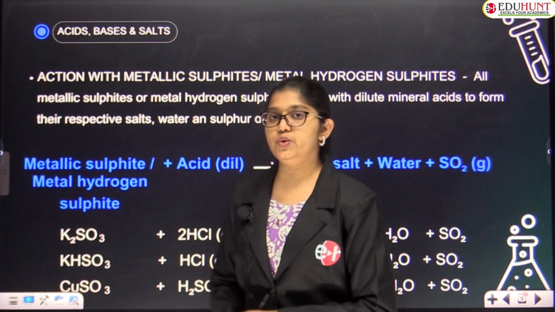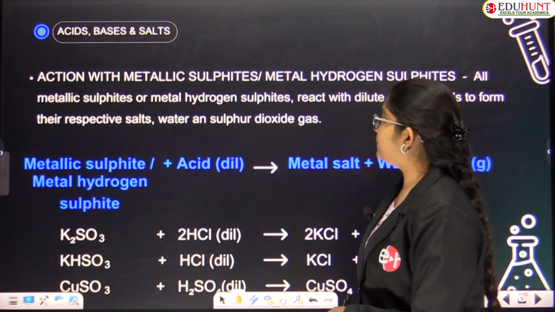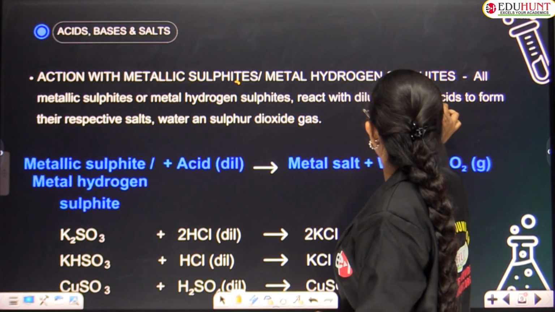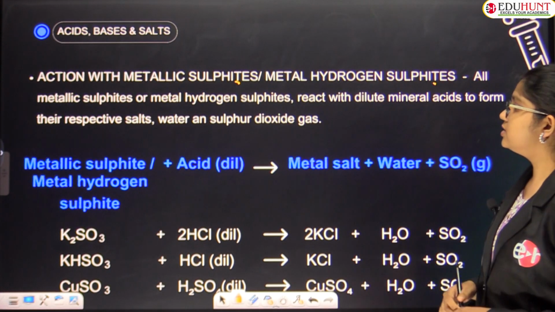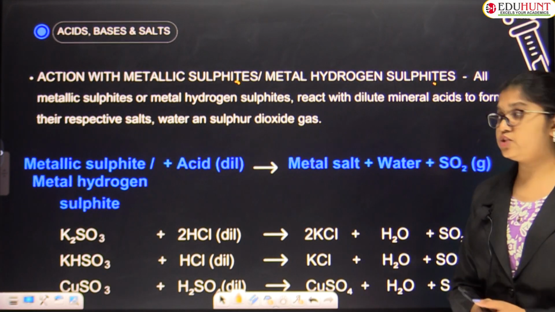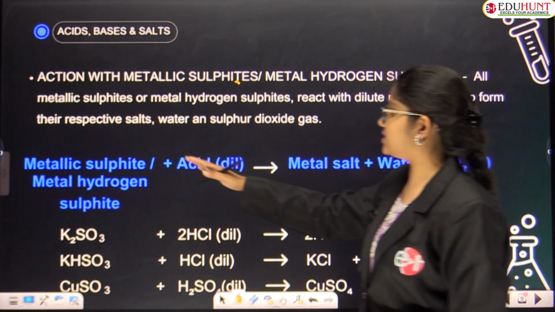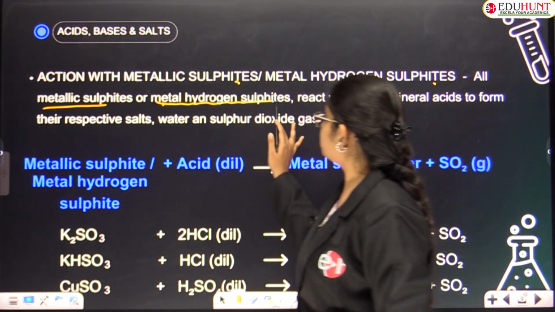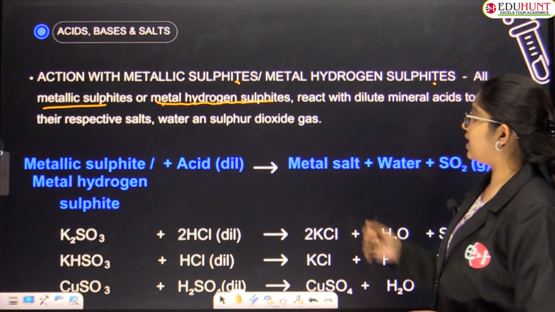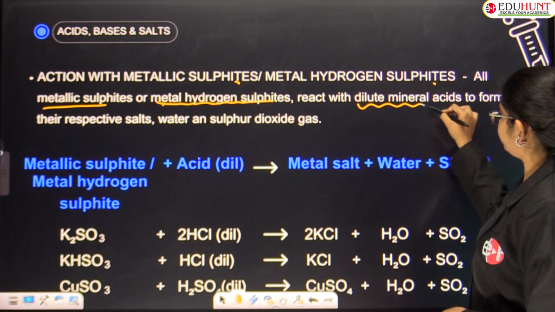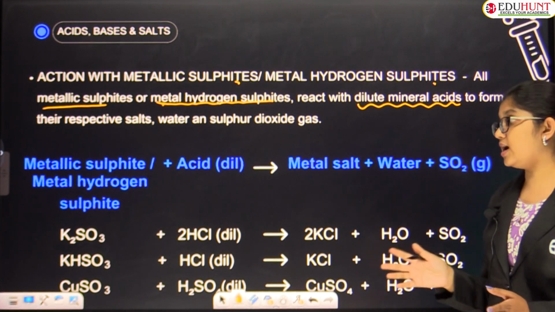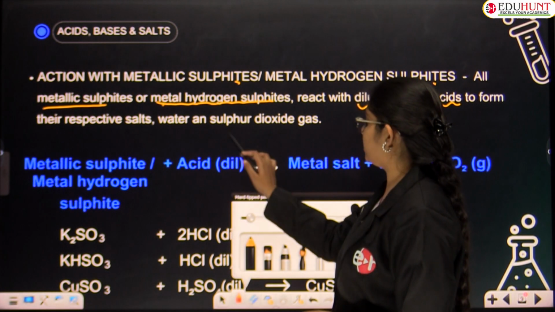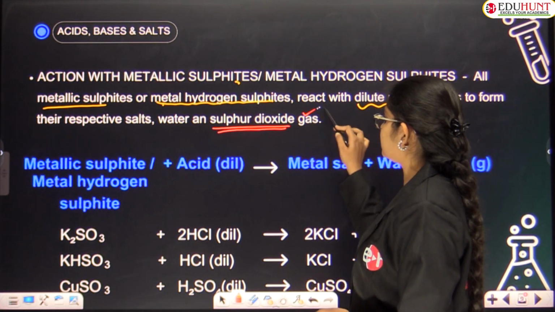It is action with metallic sulfites or metal hydrogen sulfites. Sulfite, with a T. Very good. So, similar to the previous slide, children: all metallic sulfites or metal hydrogen sulfites react with dilute mineral acids again to form their respective salts, water and a special gas. What is that? Sulfur dioxide gas.